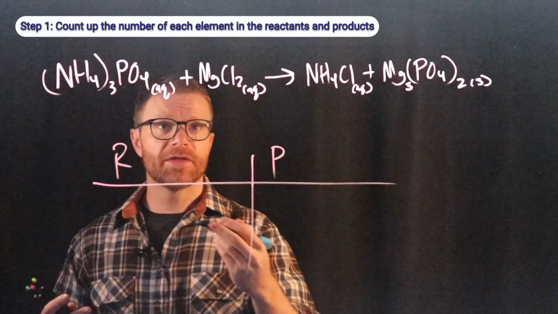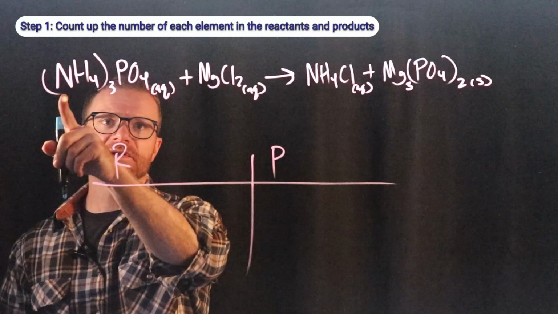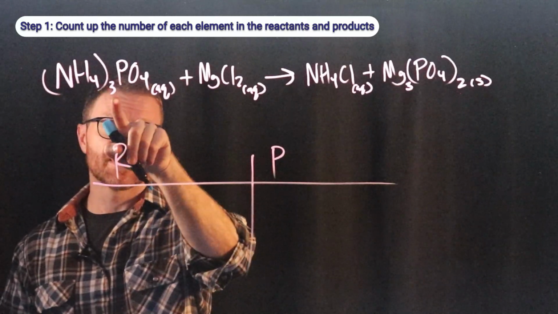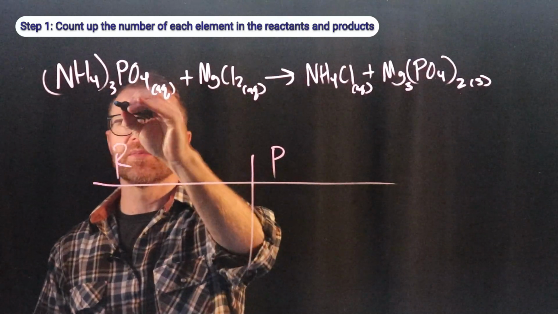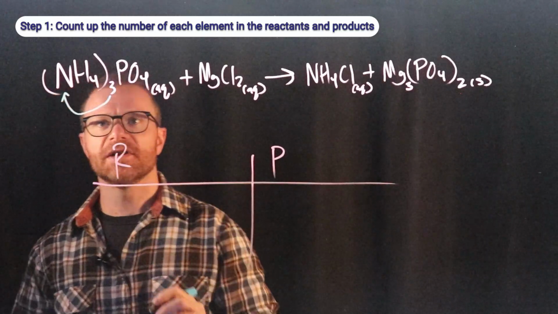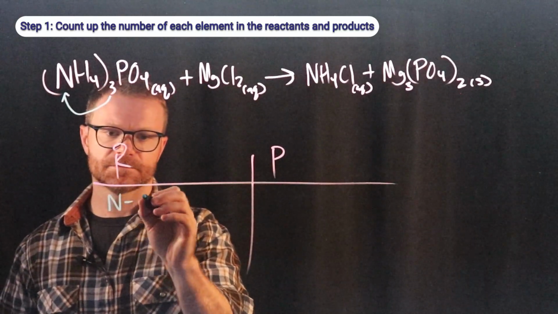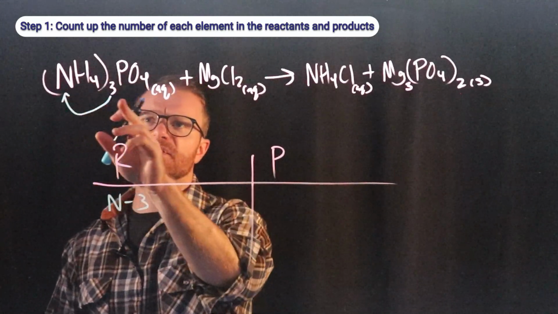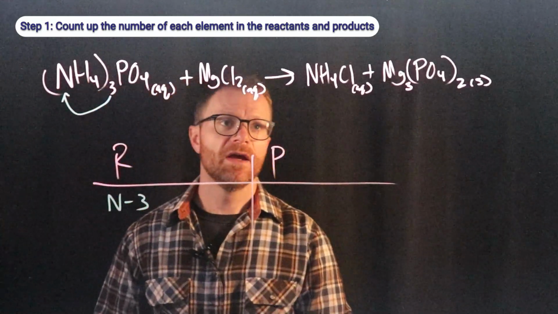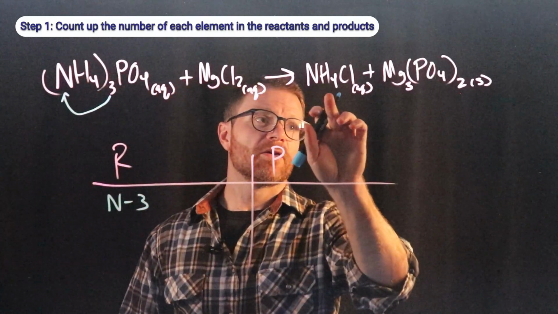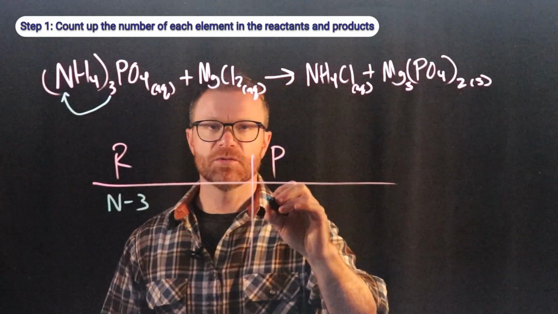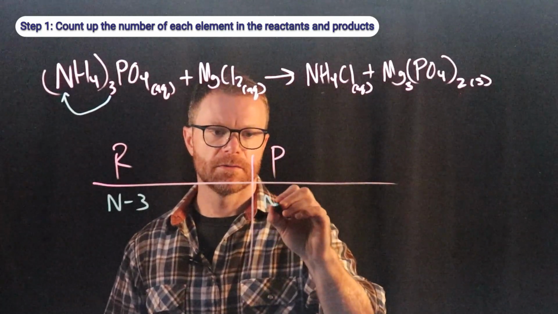So let's start with nitrogen. Now it looks like I have 1 nitrogen, but we're forgetting that we have this 3 outside the parentheses, which is going to get distributed to that 1. So we're going to have 3 nitrogens. 3 ammoniums contain 3 nitrogens. In our products, I don't see any of that stuff, so it's just 1 nitrogen.